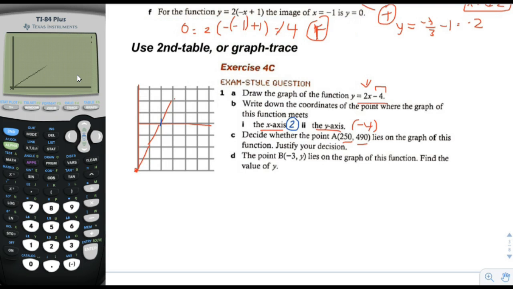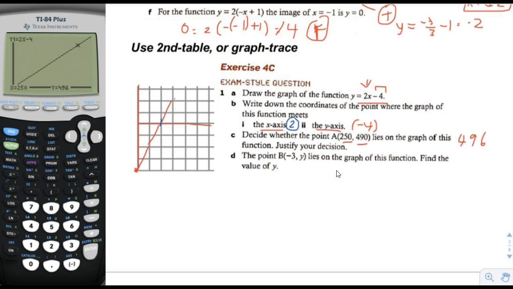Oh, now it's going to graph. And then after it graphs, we're going to search for trace x equals 250. So we'll go trace 250. And it gives us that y equals 496. Ooh, it's not 490, it's 496.